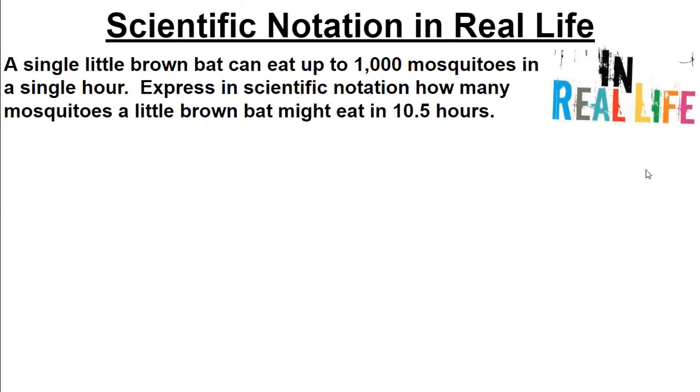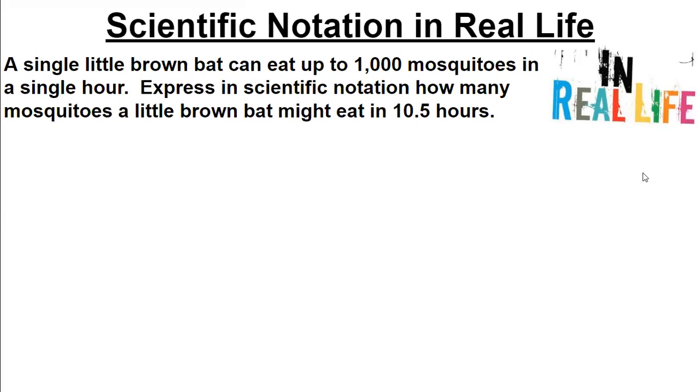Okay, welcome back. Hopefully you did well on that. We're writing from scientific notation to standard notation. Let's move on. Scientific notation in real life. Yes, it has a use. It is useful. A single little brown bat can eat up to 1,000 mosquitoes in a single hour. In 1 hour, it eats 1,000 mosquitoes. That's a good thing. It's good to have bats.